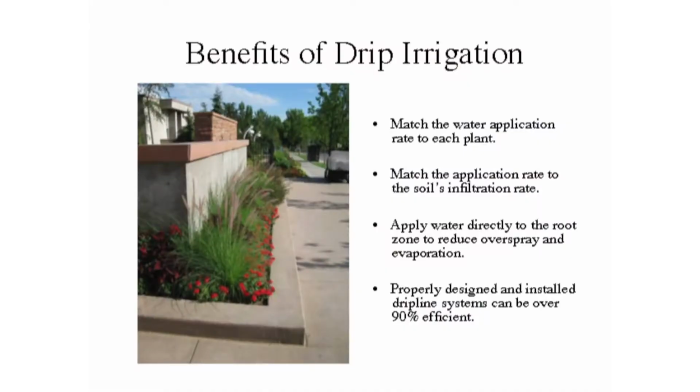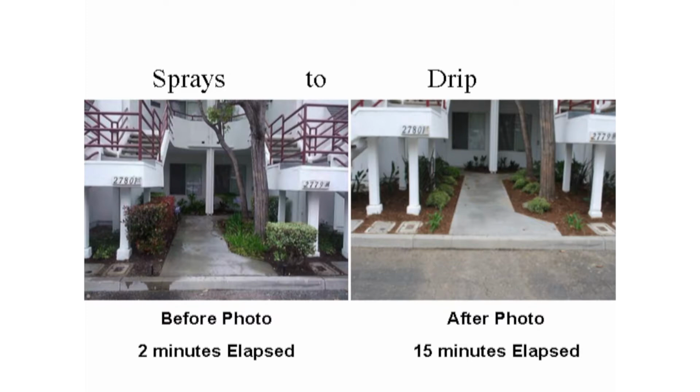Drip is also very beneficial in that we can match the application for each plant. So very forgiving. Bigger plants, give them more emitters. Smaller plants, give them just a few emitters. We can match the application rate to soil infiltration, applying directly at the root zone. We're not overspraying, and could be like 90% efficient. So here's an example of 2 minutes versus something like 15 minutes from sprays to drip.